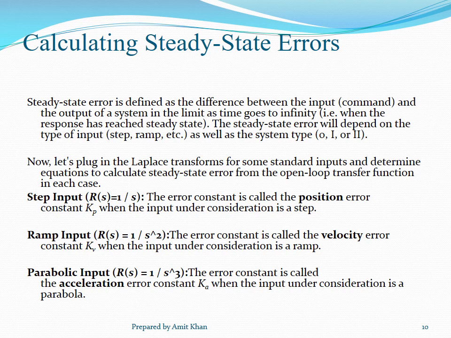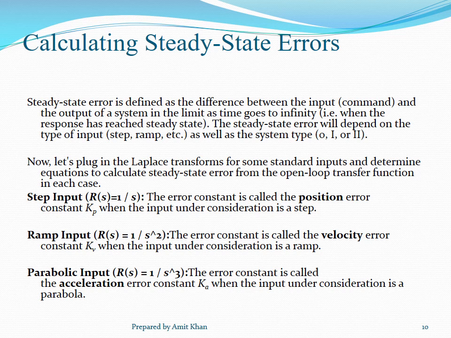So here is how we can calculate steady state error. As we know, steady state error is defined as the difference between the input and the output of a system in the limit as time goes to infinity. Now we will define some error constants. For step input, the error constant is called the position error constant, defined as Kp. For ramp input, it is called Kv, which is the velocity error constant, and when we give a parabolic input to the system, this steady state error constant is called the acceleration error constant, which is defined as Ka.